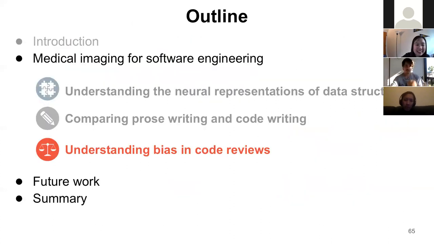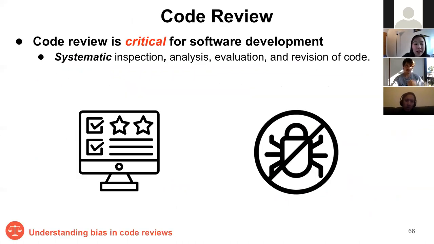And our last study is to investigate biases and differences in a critical software engineering activity, code review. Just for the audience who might not be familiar with it, in software engineering, code review is the systematic inspection, analysis, evaluation, and revision of code. So in code review, you will need to read others' code changes and decide if they should be merged into the code base or not.